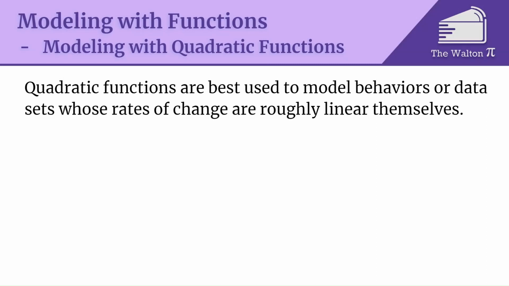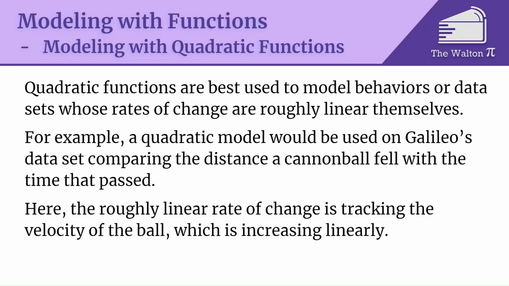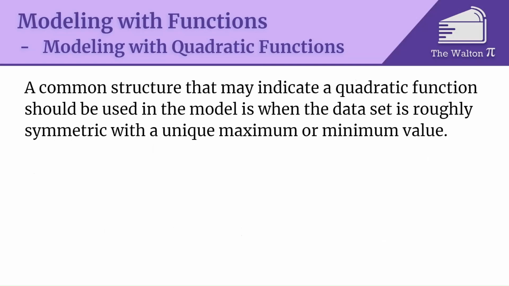Now, quadratic functions are going to be used to model behaviors or data sets whose rates of change are roughly linear themselves. For example, a quadratic model is going to be used on Galileo's dataset comparing the distance a cannonball fell with the time that passed. Here, our roughly linear rate of change is tracking the velocity of the ball, which is going to be increasing linearly. Now, a common structure that can indicate that a quadratic function should probably be used is when the dataset is roughly symmetric and there's a unique maximum or minimum. That sort of graph or rough shape looks roughly quadratic, and so it's likely that you could get a quadratic function to model it fairly accurately.